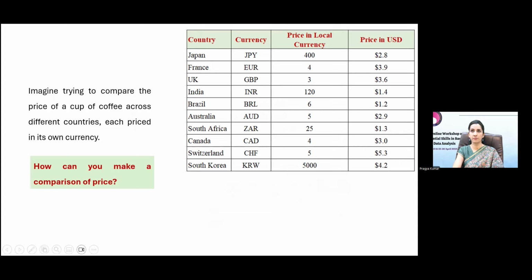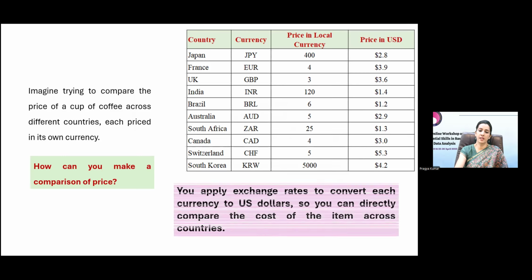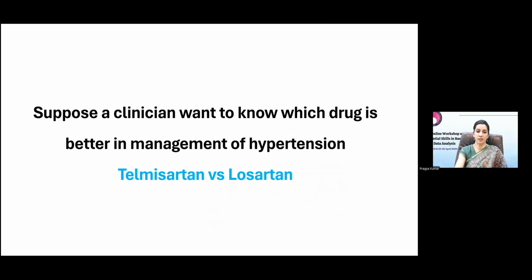And if you see which country has the maximum price, probably Switzerland with $5.3. So this helps us understand that if we apply the exchange rate to convert each currency to US dollars, now I can compare the cost of these items across countries.